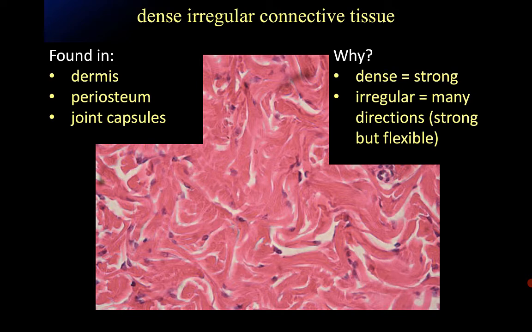So again, remind ourselves, dense is strong, irregular, many directions. This supports our dermis. Our skin has to move in lots of different directions but still needs to be relatively strong. And then the periosteum and joint capsules.